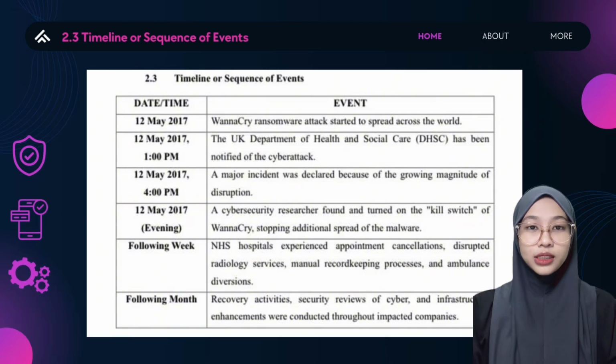This slide shows the timeline of the WannaCry attack. The attack started on 12 May 2017 and spread rapidly across many countries. At 1 p.m., the UK Department of Health was informed about the cyber attack. By 4 p.m., the incident became serious enough to declare a major emergency. Later that evening, a cybersecurity researcher discovered the kill switch, which helped stop the malware from spreading further. In the following weeks and months, affected hospitals focused on recovery and improving their cybersecurity.